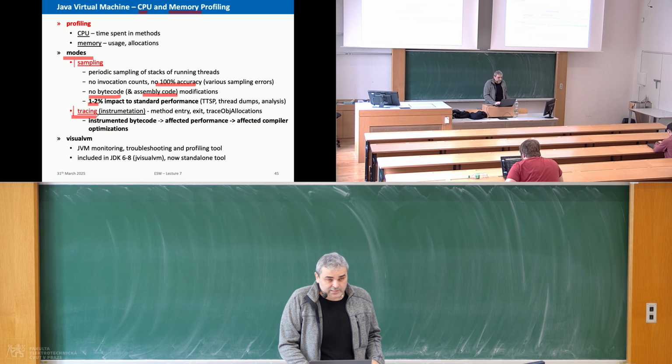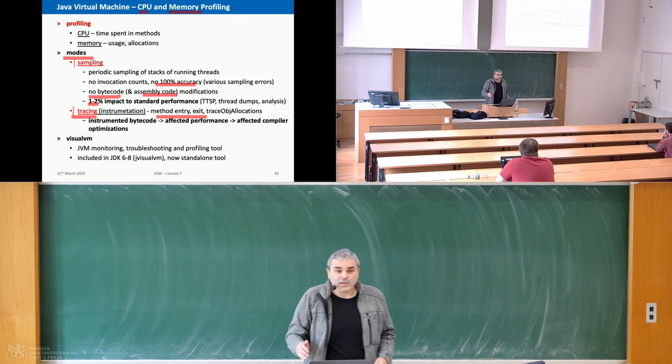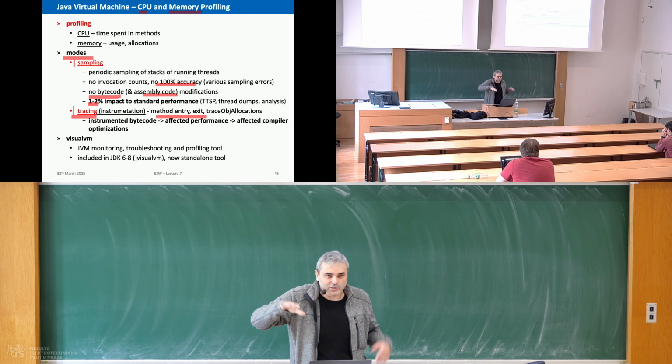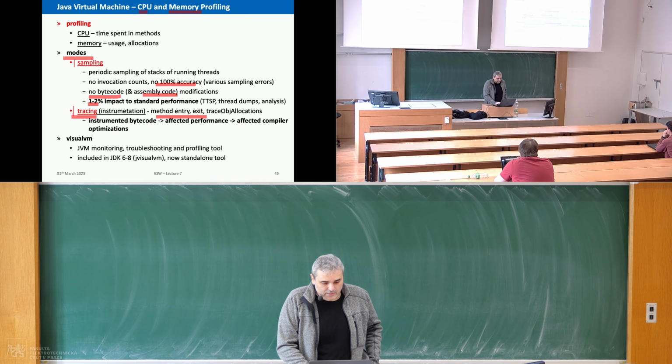On the other hand, tracing, instrumentation, tracks really every method entry, exit, allocation of the object, if that is memory profiling. Memory profiling for the sampling is doing regularly heap dumps and analyzing the number of objects which are on the heap and studying the differences there. But tracing, if it has to track every method entry, exit, trace object allocation, it has to modify or instrument the bytecode for the first time.